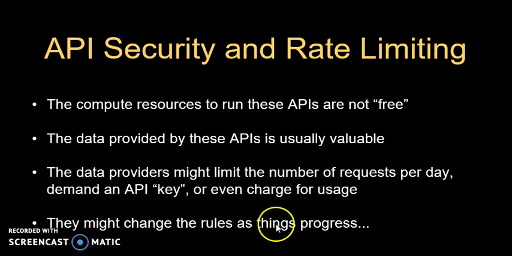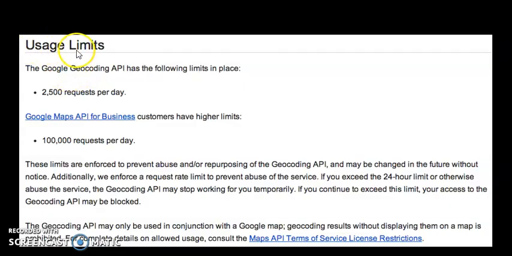They might change the rules as things progress, because if there is more demand, there may be changes in the charges or the limitations per day. All those things can be done. This is the usage limits of the Google geocoding APIs, based on the daily limits for businesses. The rules are not fixed. They will keep changing based on the usage, and new rules can be made in order to limit the usage or the charges.